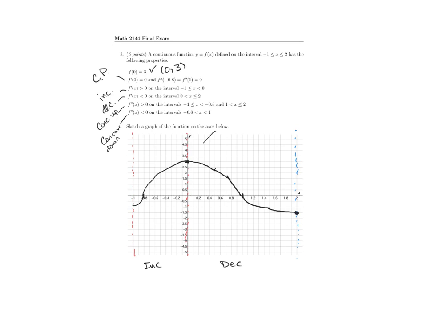We double check it just to make sure that we do have our first point, which is 0, 3. We have our critical point right there. We have our inflection points at 1 and -0.8. We're concave down throughout the middle region and concave up on the edge regions. And we are off to the races.